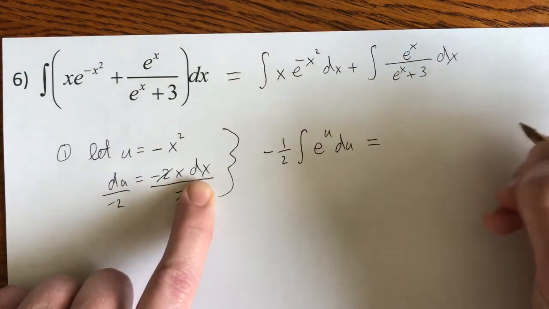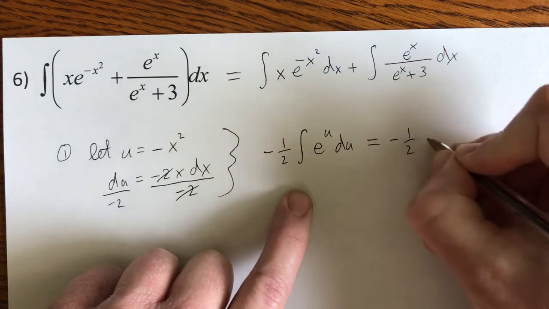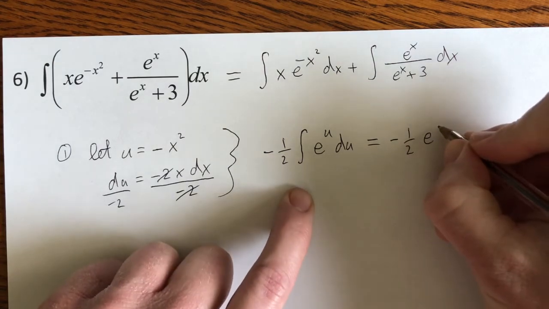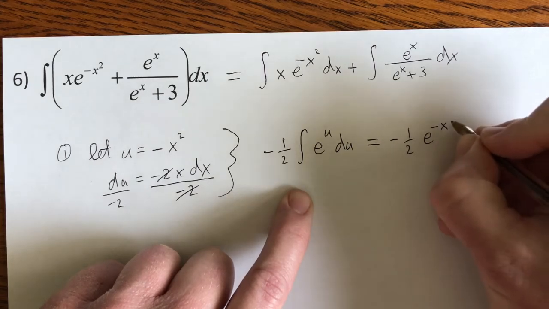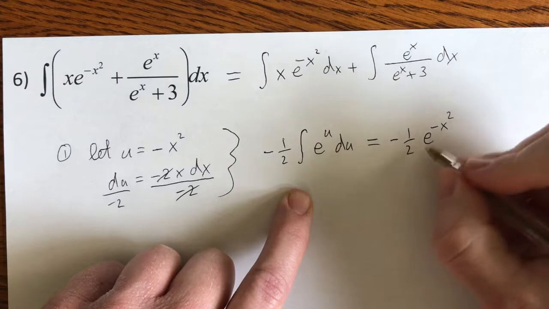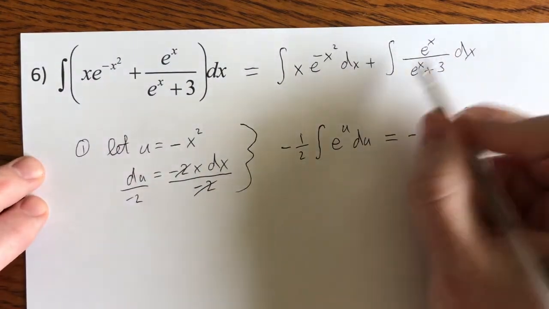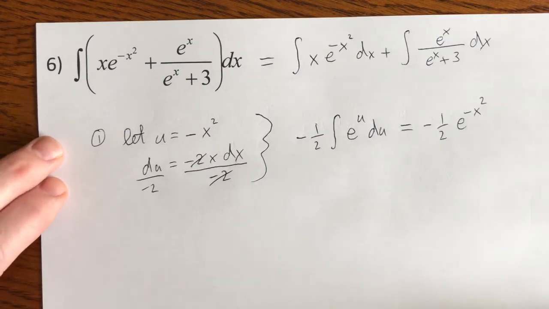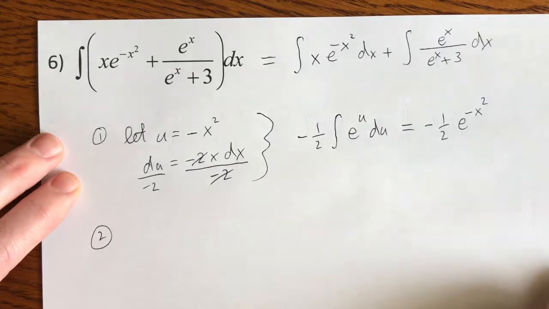Okay, I'm going to go ahead and evaluate this. I would get negative 1/2 e to the u. We already know that, so let's go ahead and make the substitution. U is the same as negative x squared. And I'm going to leave it like that for now, because remember, we still have to worry about this integral as well.